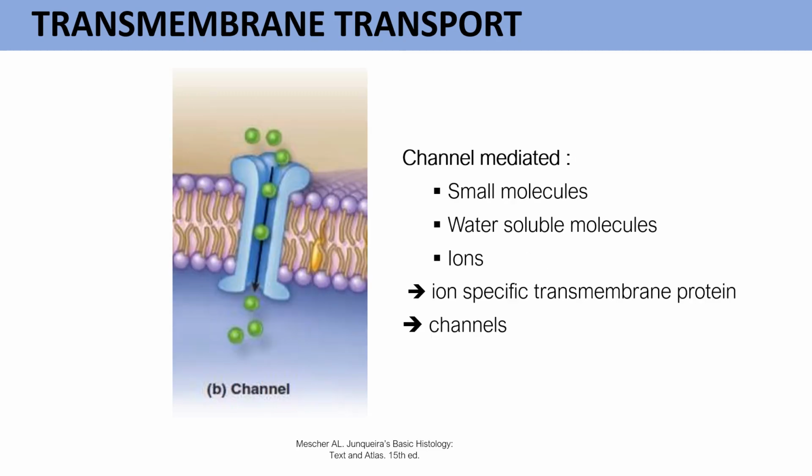The next transmembrane transport is channel mediated. Small molecules, water-soluble molecules, and ions pass through the membrane with ion-specific transmembrane proteins called channels. An example of channel-mediated transport is sodium ions moving through special sodium ion channels into cells. These channels are hydrophilic and contain holes that penetrate the bilayer membrane, which function to filter ions selectively.